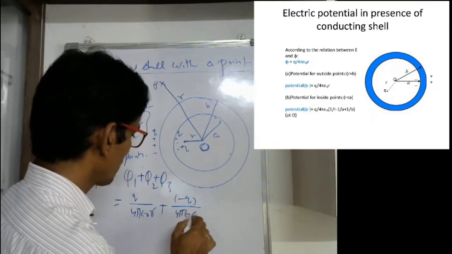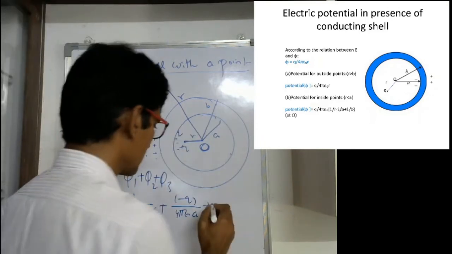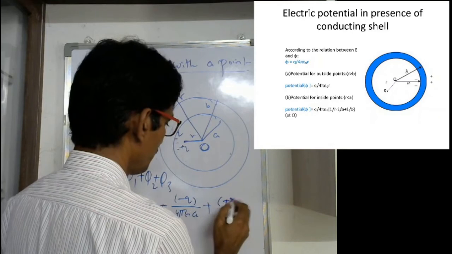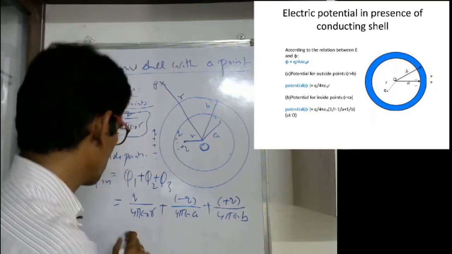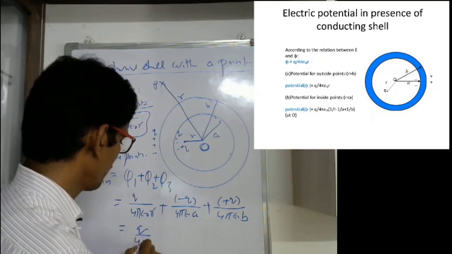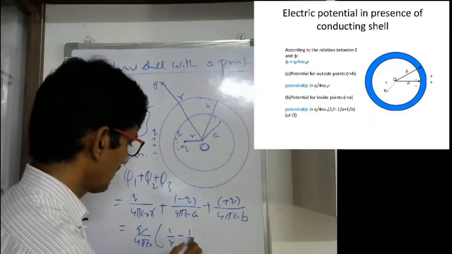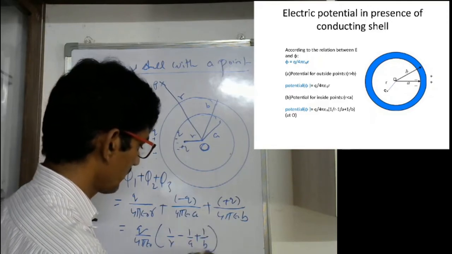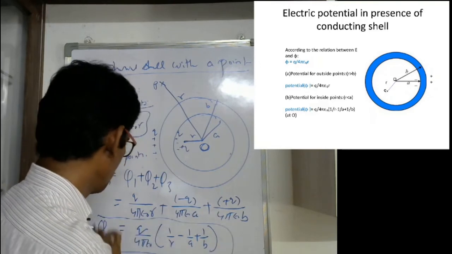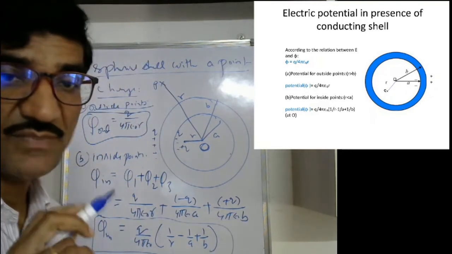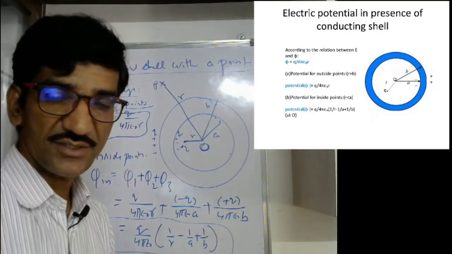Q by 4 pi epsilon naught A. What about this third charge? It is located at the outer radius, plus Q by 4 pi epsilon naught B. So what will be your total answer? Q by 4 pi epsilon naught, 1 by R minus 1 by A plus 1 by B. Phi in. This is the potential at the center of the spherical shell with a charge inside of it.